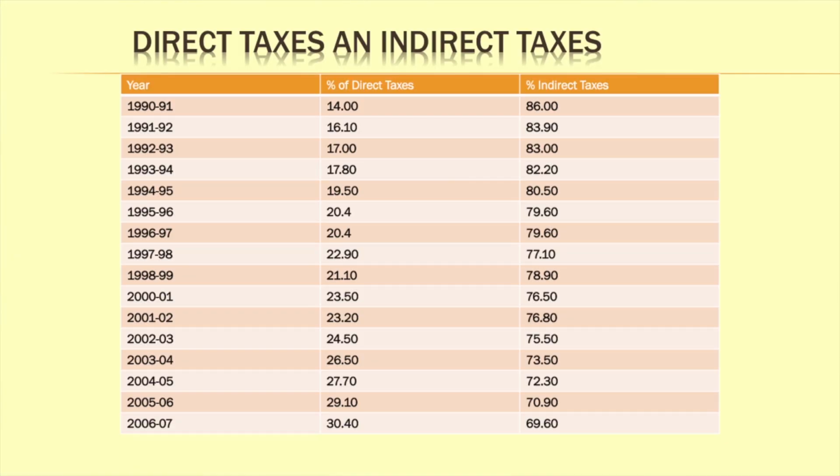You can see the trend in direct taxes and indirect taxes in India from 1991 till 2006-7 for our analysis. Direct taxes changed from 14% to 16, 17, and slowly increased to 30% in 2006-7, whereas indirect taxes reduced from 86%, the major bulk of the tax revenue of the government, to 69%. Now that GST has come about, you will see that it will be more in normal things.